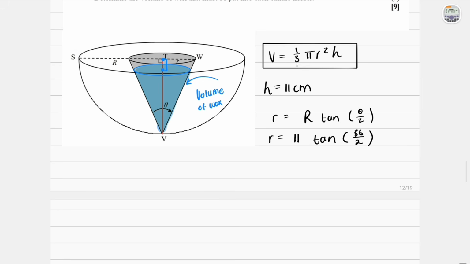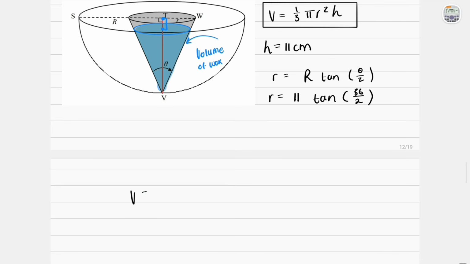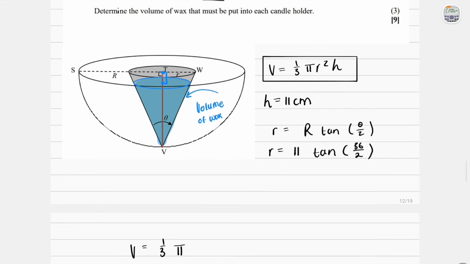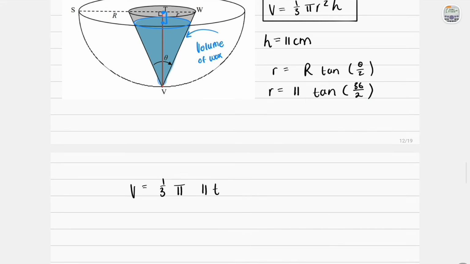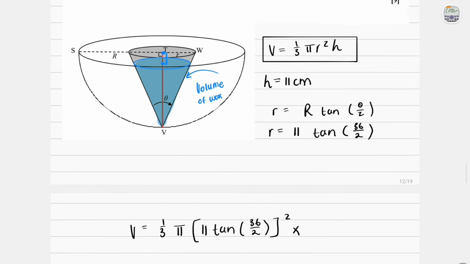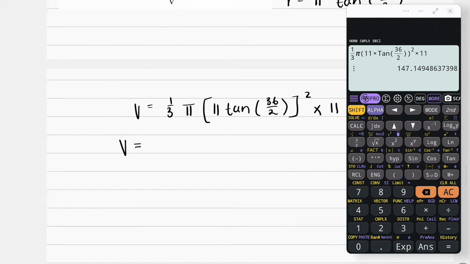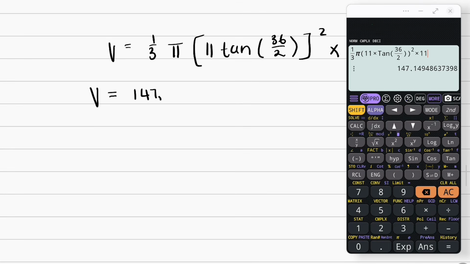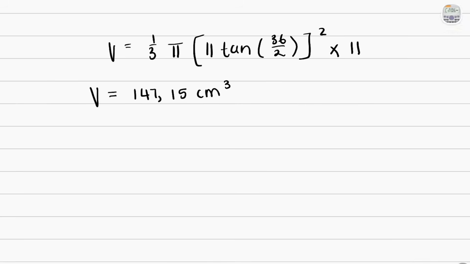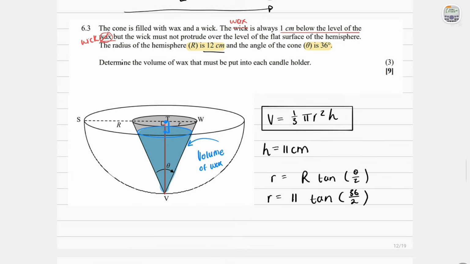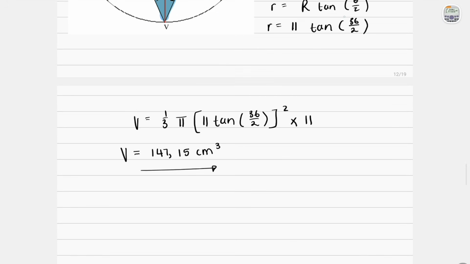And now we can finally find this volume. So volume equals 1 over 3, pi, and then r raised to the power of 2. But that is 11 tan, and we have 36 over 2, which is really just 18, but that's fine. And then raised to the power of 2 multiplied by a height of 11 centimeters. Let's go ahead and substitute and find our answer. And this is our answer, 147.15 centimeters cubed, because this is volume. And that is our answer for this question. And that is it for question 6.